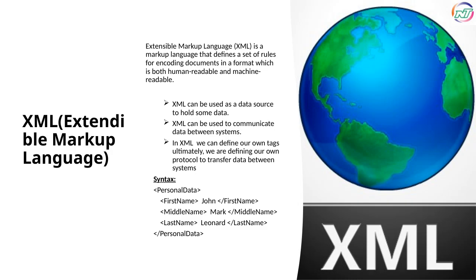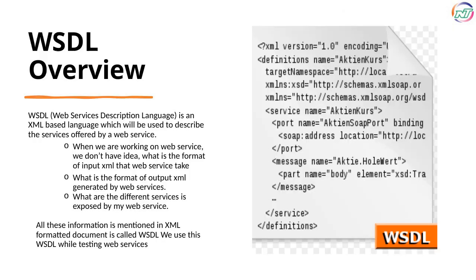For example, you might have tags like first name, middle name, and last name to represent parts of a person's name inside a parent tag like personal data. This flexibility allows systems to communicate using a customized protocol tailored to their specific data transfer needs, making XML a powerful tool in web services and data integration.